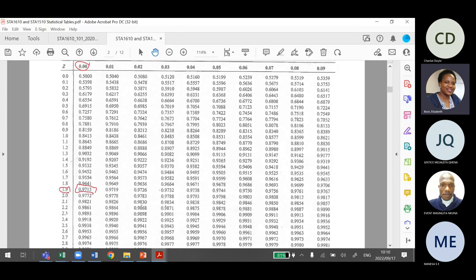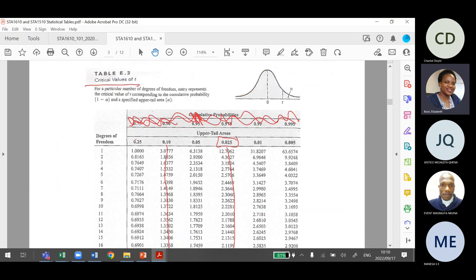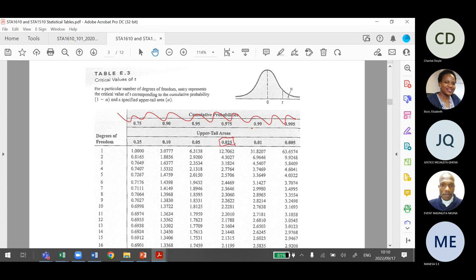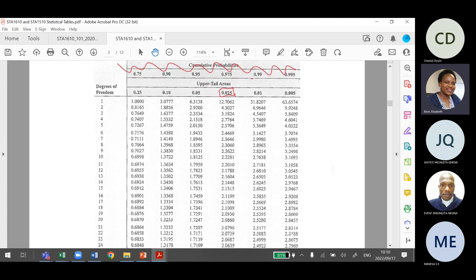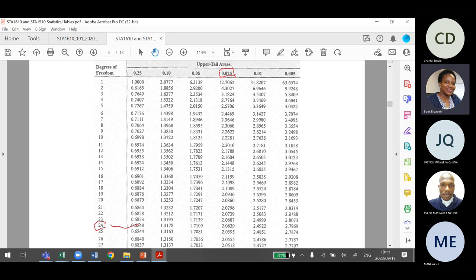So how do we find the critical value? You go to the T table, and always remember on the T table not to use the cumulative value, only use the upper tail values. And we're looking for 0.025. Always remember your alpha value is divided by 2. So 0.025, and you go and look for 24, where they both meet. That is where your critical value is, which is 2.0639.